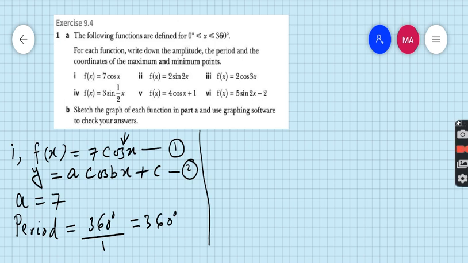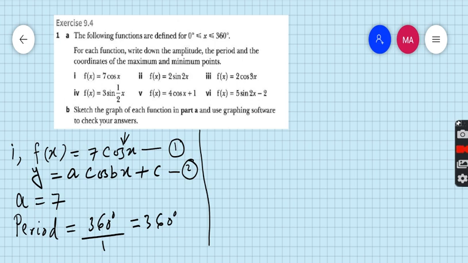I repeat the question again. For each function, write the amplitude, the period. Amplitude is 7. The period is 360 degree. And the coordinates of the maximum and minimum points. Very easy. You know what is the maximum value of cos? 1. I told you in last class. What is the minimum value of cos? Minus 1. Which I already told you in last lecture.